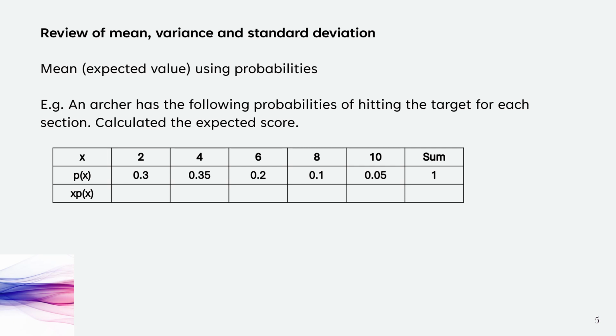Then to work out the expected score, we need to calculate the x, the score, times the probability. So the first one is 2 times 0.3, which is 0.6. And if we calculate each of the other ones, that's the values for each of those, and the sum of those is 4.5. And that value is our expected value, or the mean, for this data.